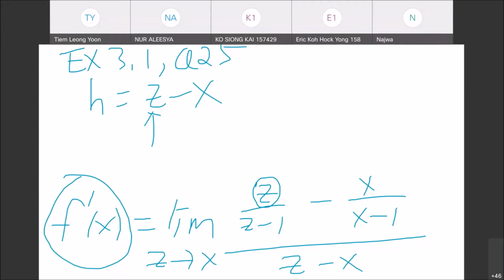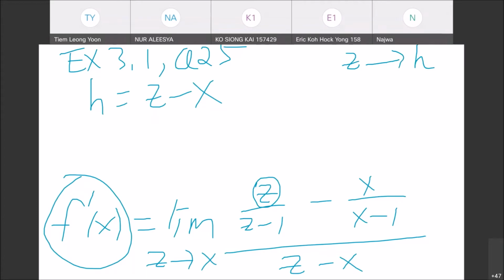So instead of working with z, I will try to translate z into another variable, h. Instead of changing z, I change h, and I define h to be equal to z minus x. That is how I would do my calculations. I'm not going to work in terms of z, I'm going to work in terms of h.